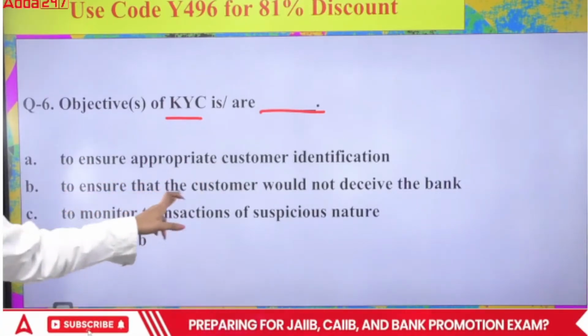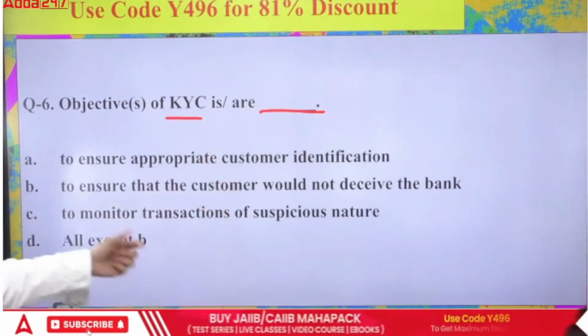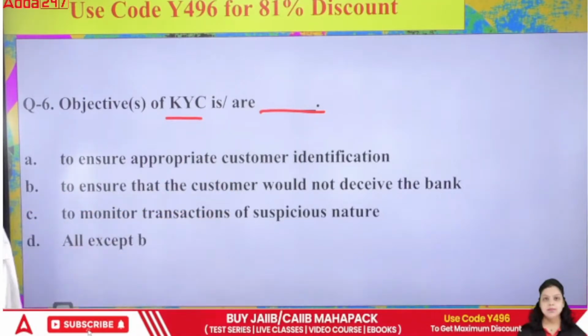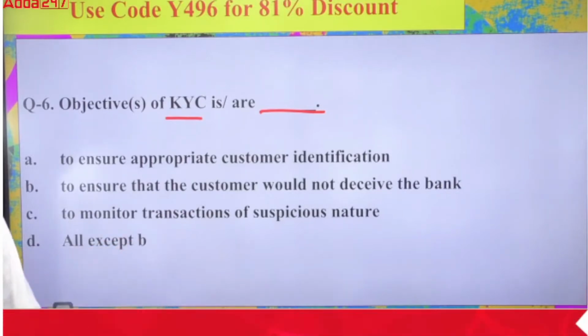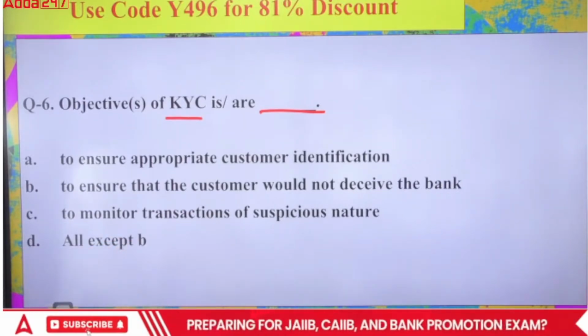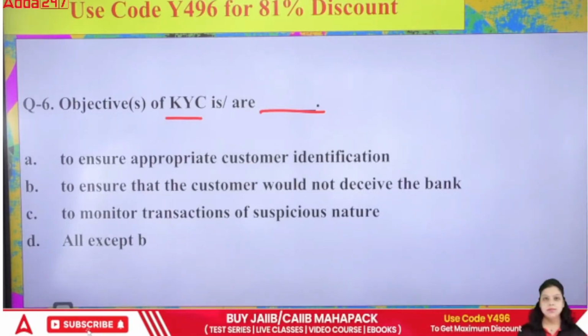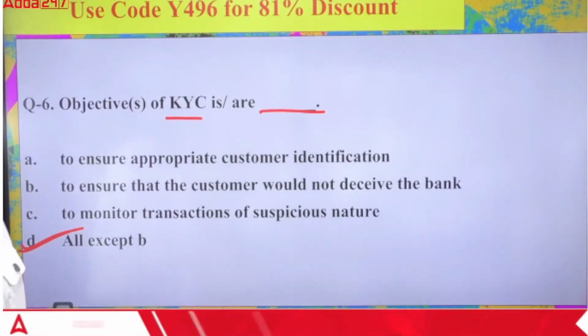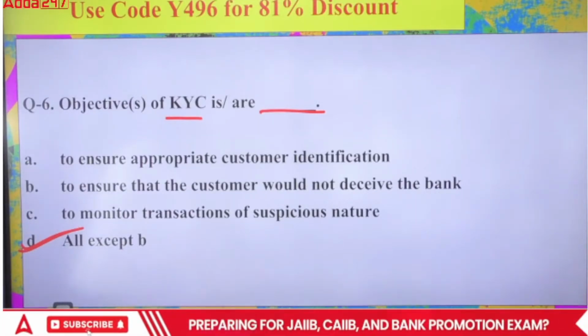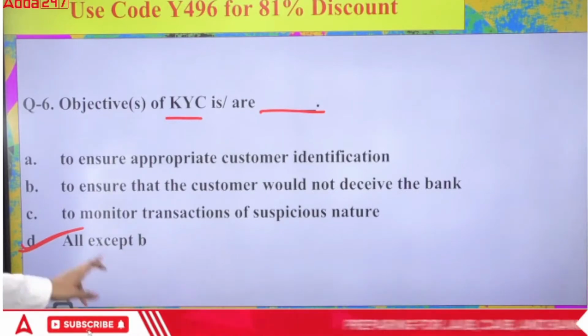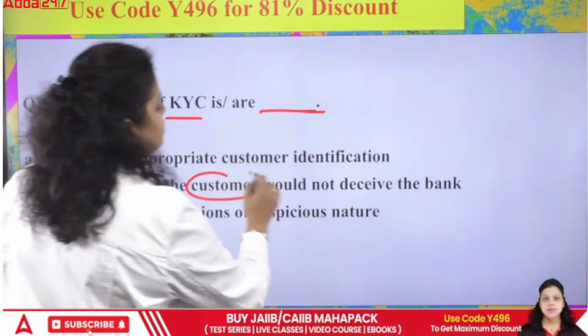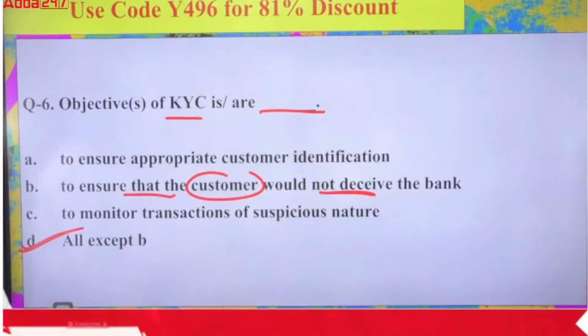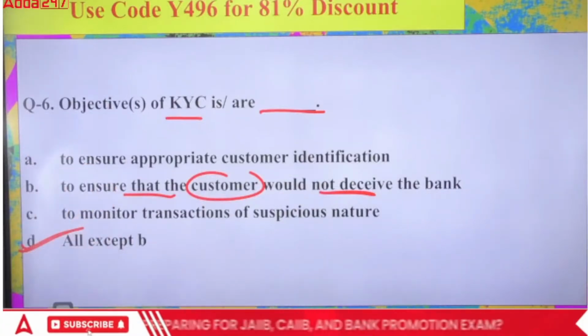Second, to ensure that the customer would not deceive the bank. Third, to monitor transactions of suspicious nature. And fourth, all except B. So which of the following is correct? The right answer will be all except B. All except B is the correct option. That is the objective, because to ensure the customer would not deceive the bank is not an objective. A and C are, but not B.